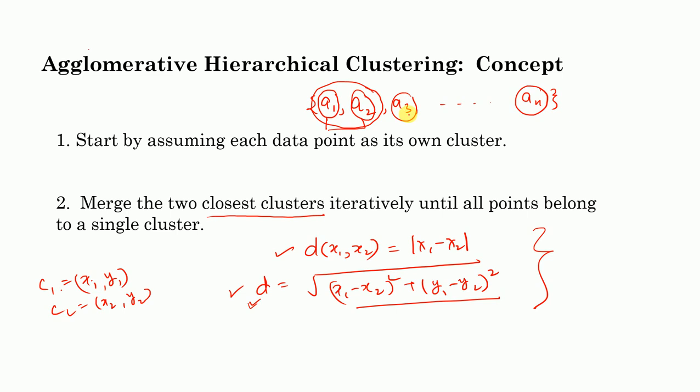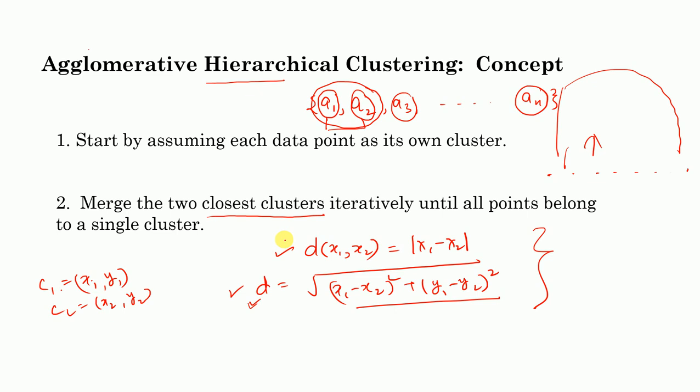So that's why we are saying hierarchical and bottom-to-top approach. It means we are starting with all these n points, and finally we are moving in the upward direction until all these points form only one cluster. So that's why we are saying this is a bottom-to-top approach.